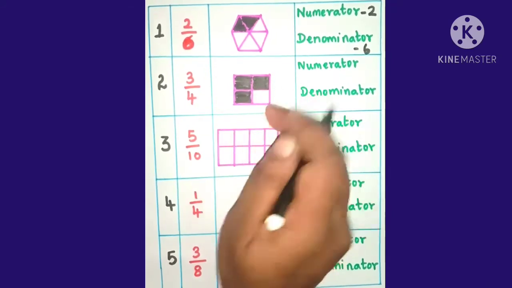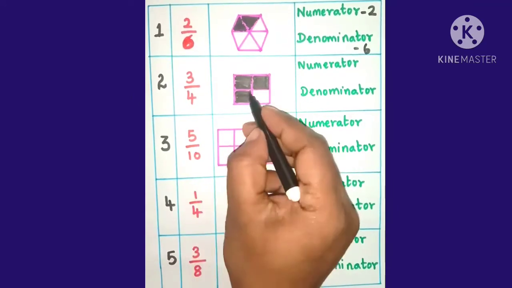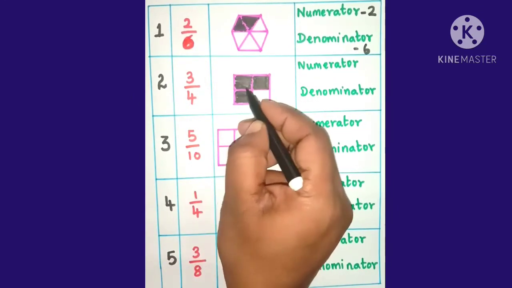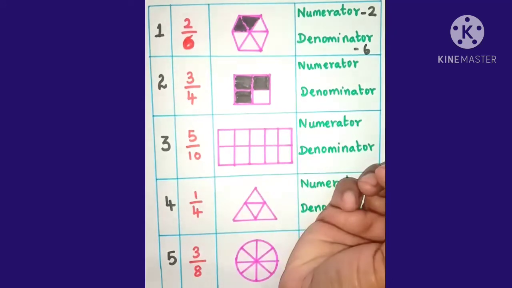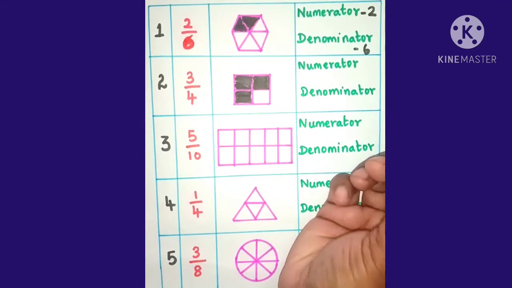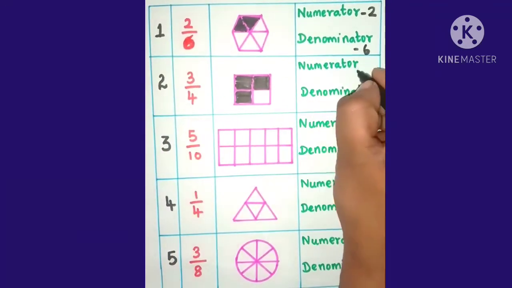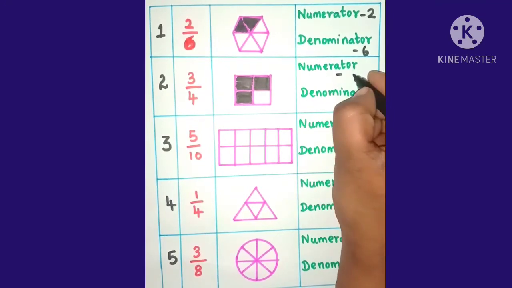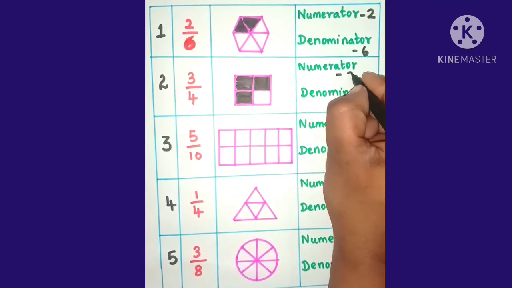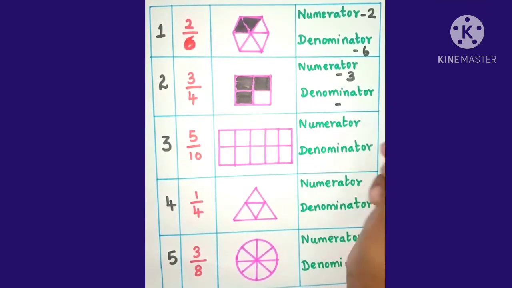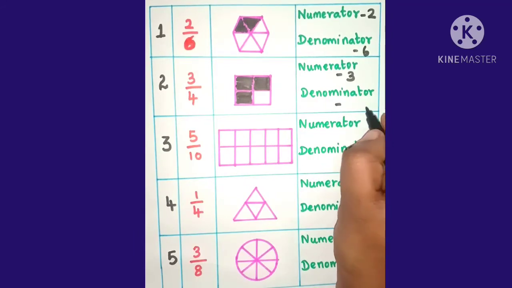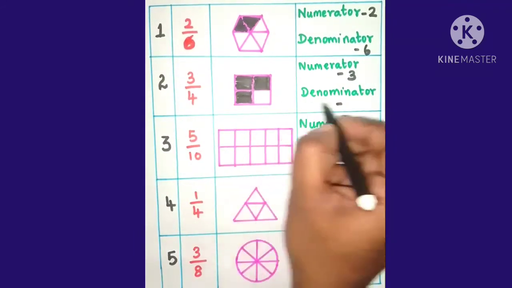So children, from 4 parts, we colored, we shaded 1, 2, 3. 3 parts. So numerator represents the shaded parts, that is 3. And the denominator represents the total number of parts. Here 1, 2, 3, 4.